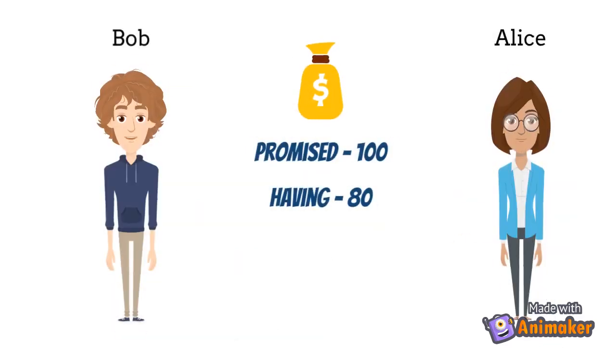Bob promised to sell 100 securities to Alice. But Bob now has only 80 in his hand. So, there are not enough securities to sell. Alice promised to buy securities for $100. But Alice now has only $80 in her hand. So, there is not enough money to buy.